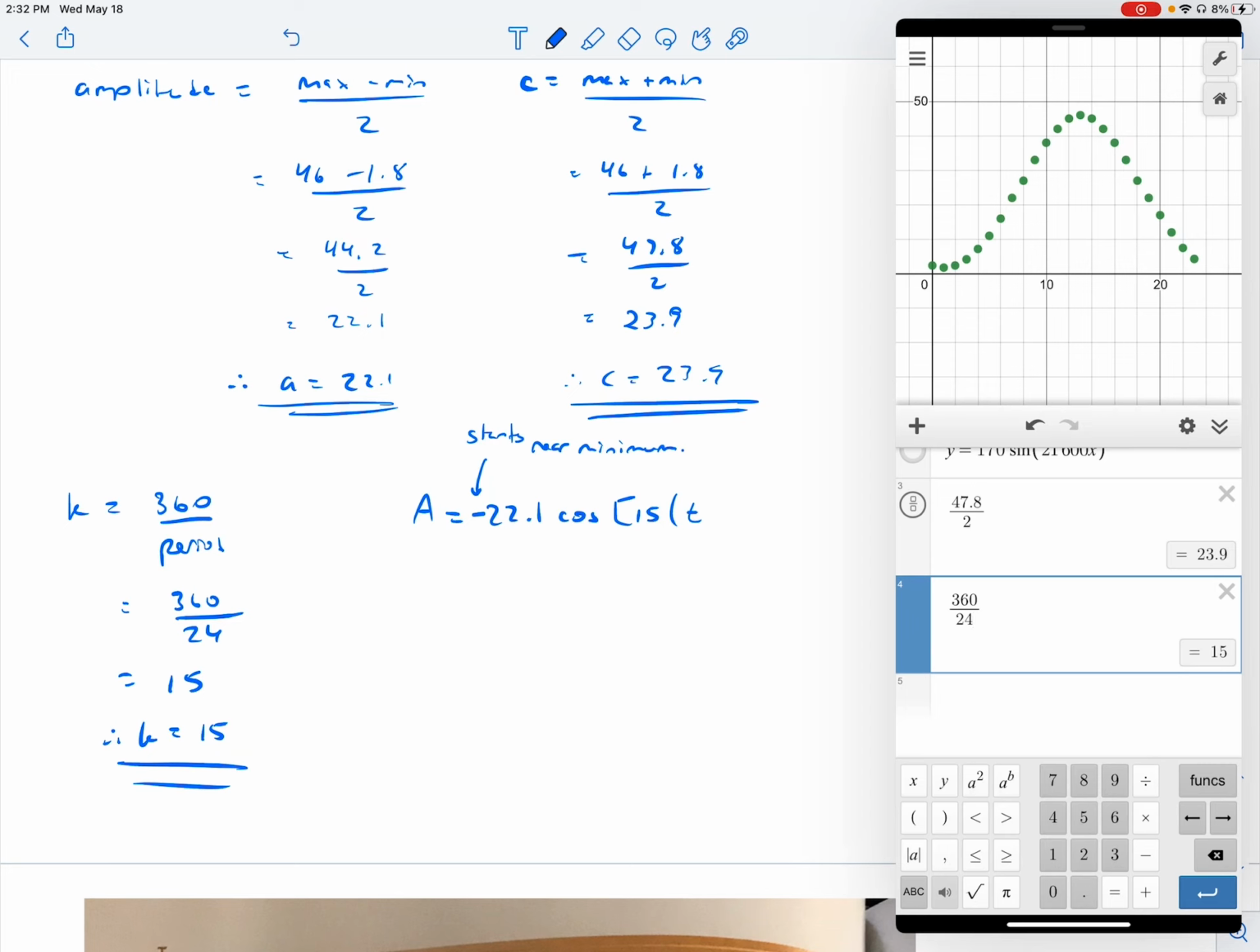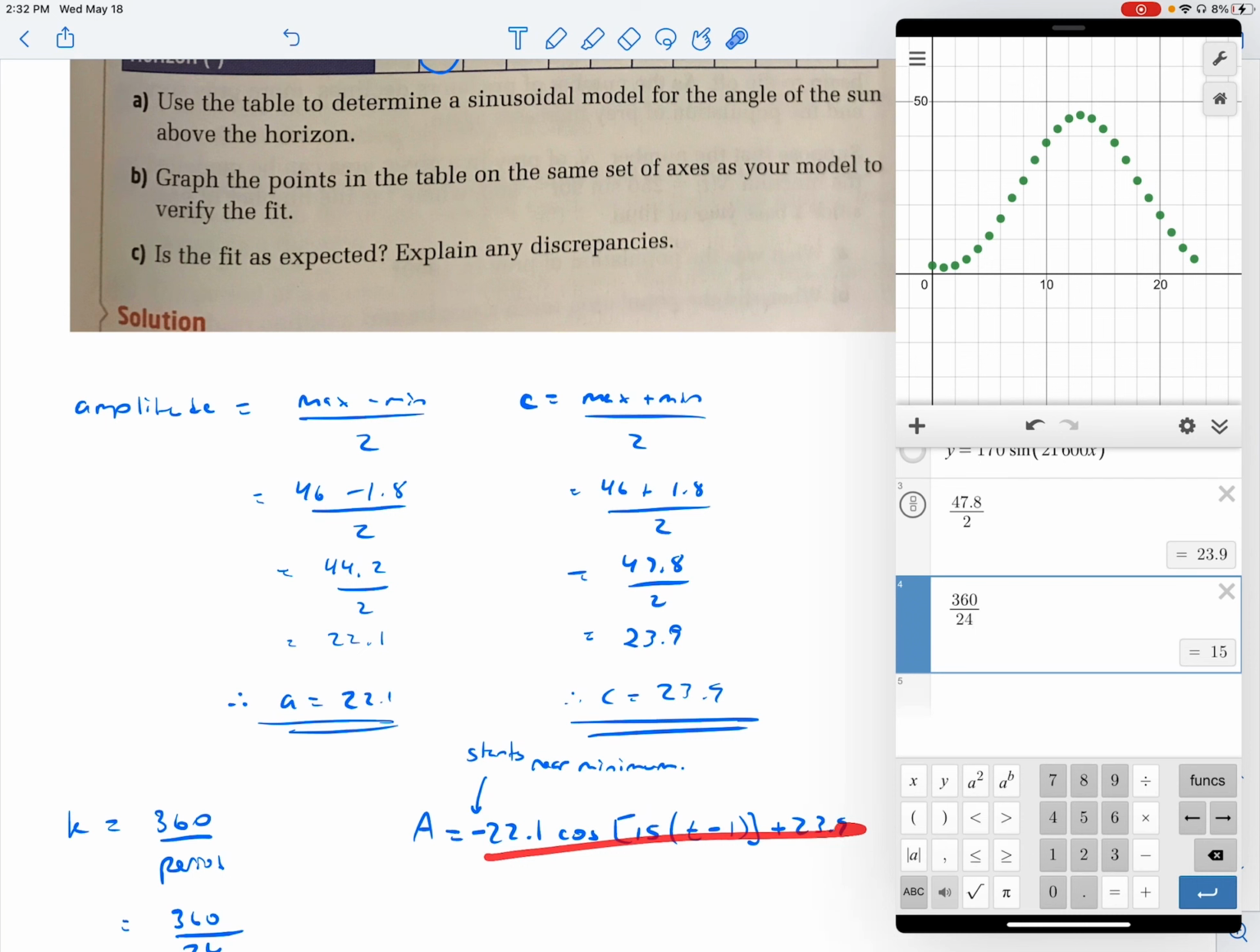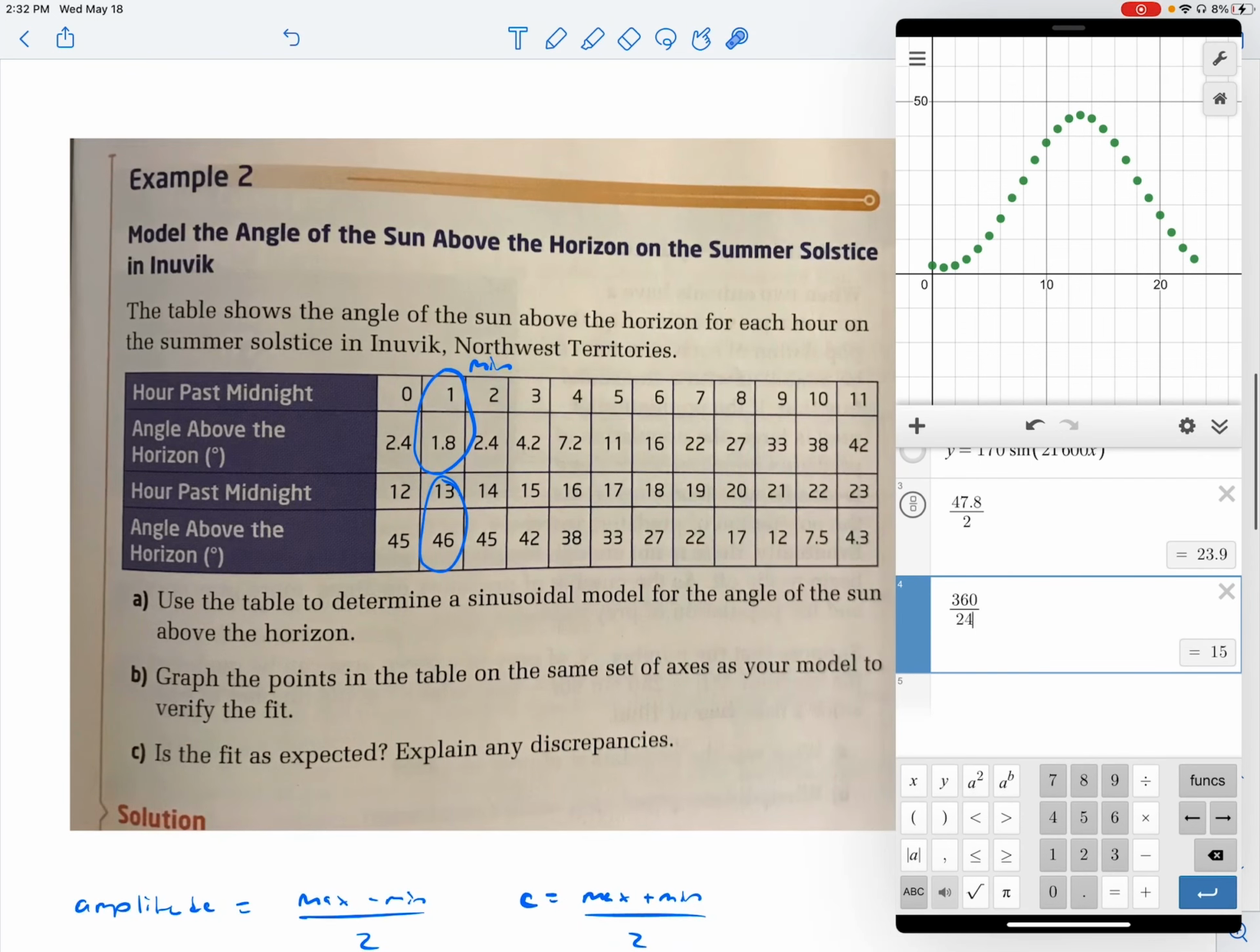All right, there will be a phase shift, and I can tell by the graph that it's going to be 1 month. I can see the minimum happens at the first hour, so I should be shifting this over 1. And then my center line is at 23.9. If you remember, the minimum in our table happened at hour 1. So if I don't do a phase shift in this graph, then it's going to have a minimum that starts at hour 0, which is wrong. We want to move it over 1 month. That's why we have a phase shift of 1.